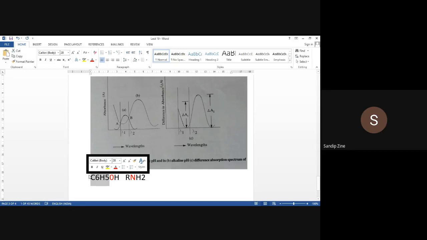So what will happen over here? When delocalization happens, we can observe a bathochromic shift. Now, do you remember what a bathochromic shift is? Bathochromic shift means what? Shikha, are you there? Or maybe Chaitanya?